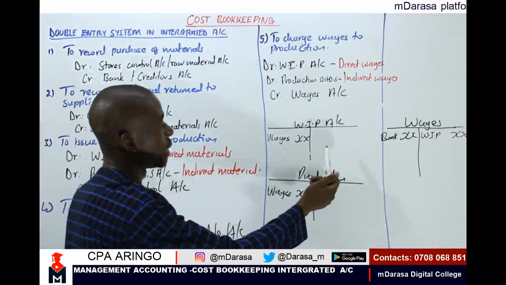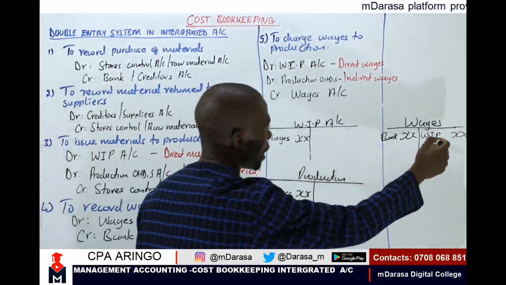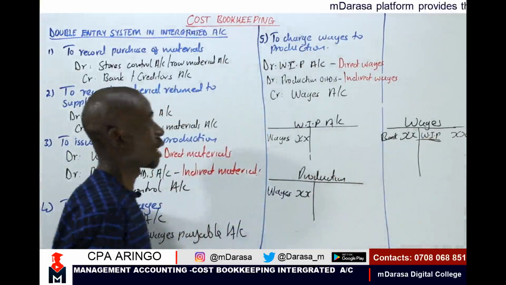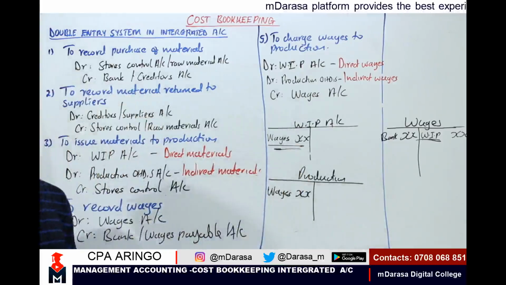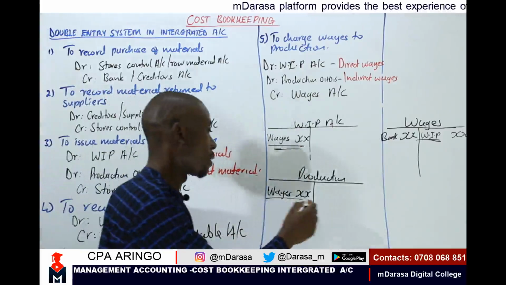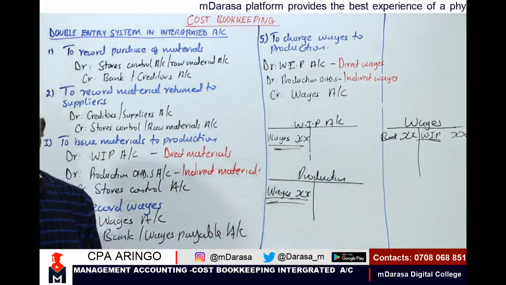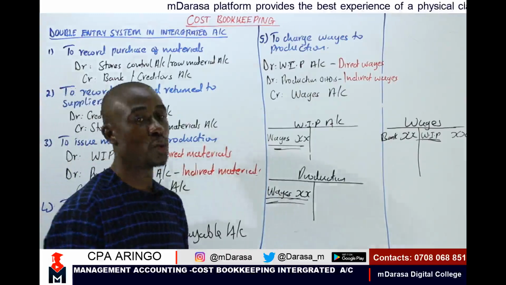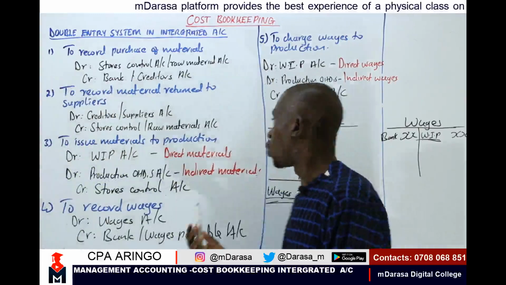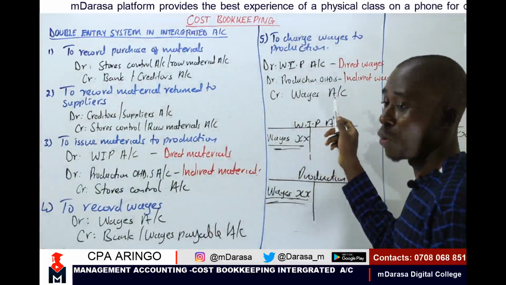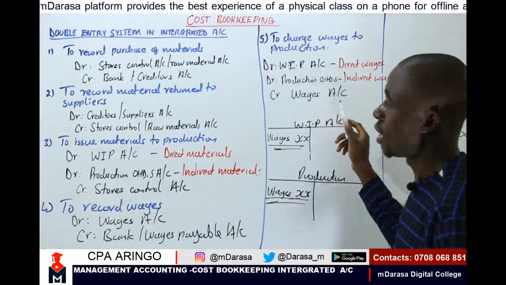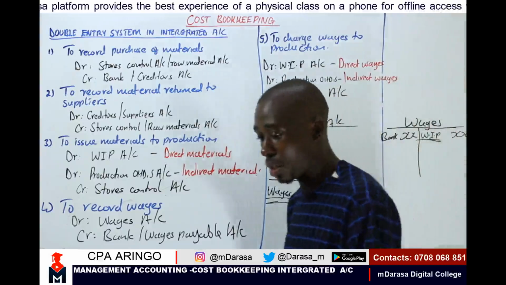So we are crediting our wage account, and in this case for direct we've said I'm going to debit our work in progress account, and we are also going to debit our production overheads account for indirect. That is what this entry is telling us, which you should always be very familiar with, because it is always very key for us to understand that concept.